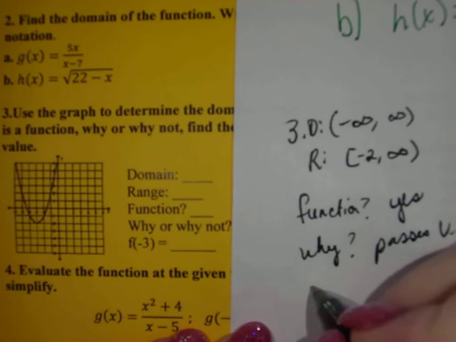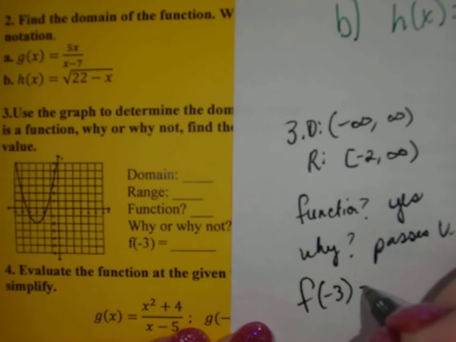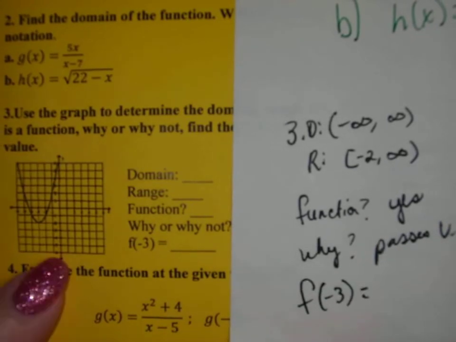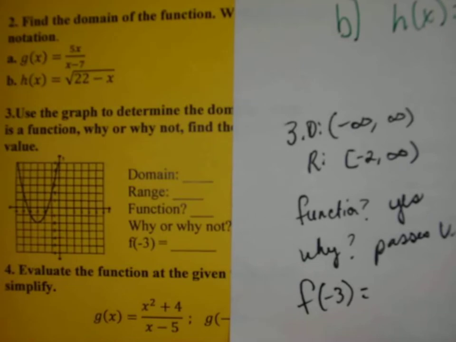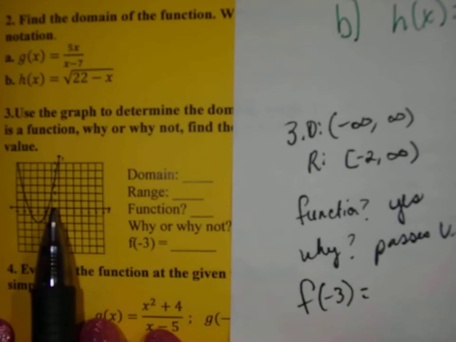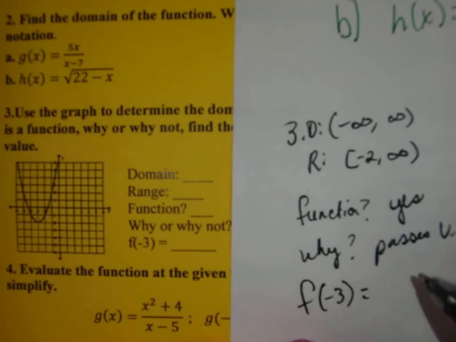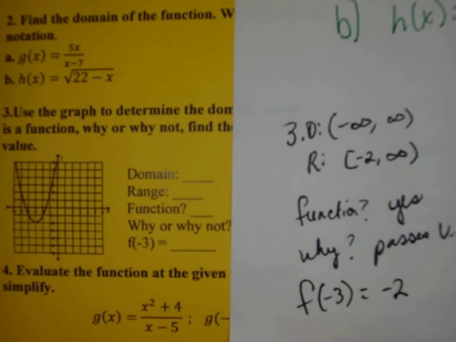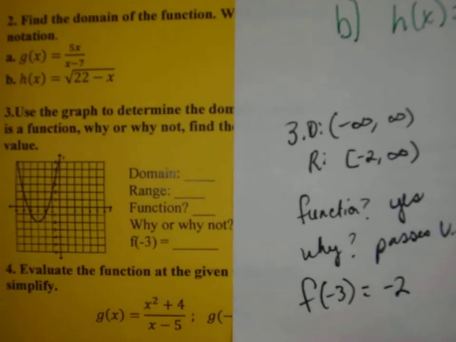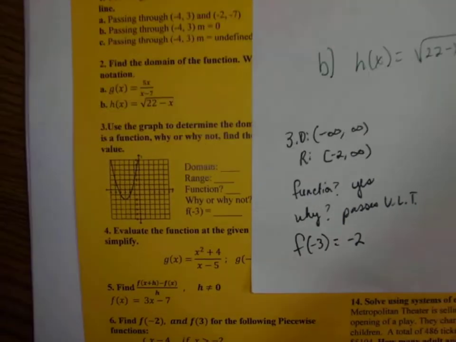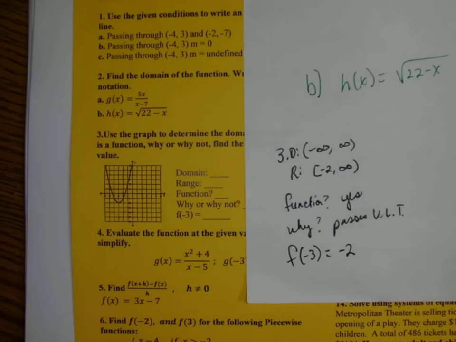And then our last spot would be f at -3. So we want to know when our x is equal to -3. So 1, 2, 3. What is our y value? It is actually equal to -2. So that is how we're going to find all the parts on our graph.